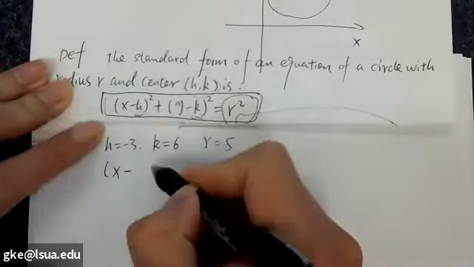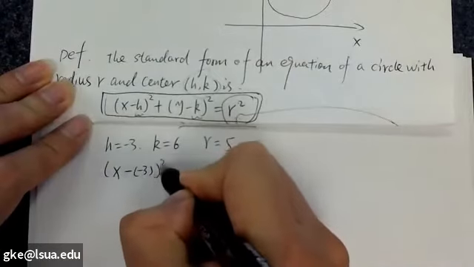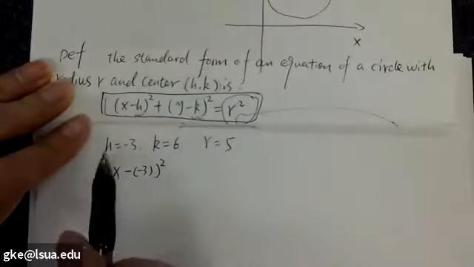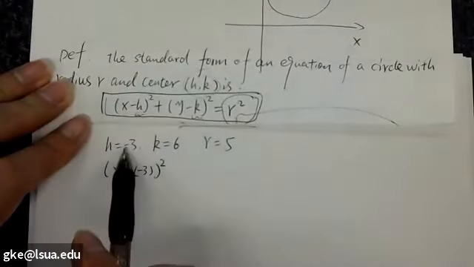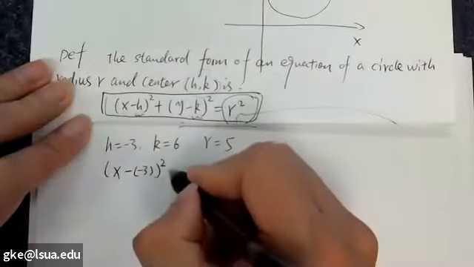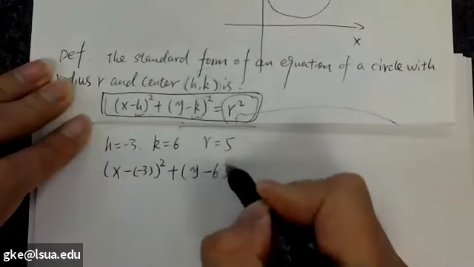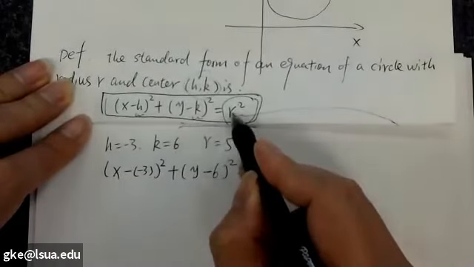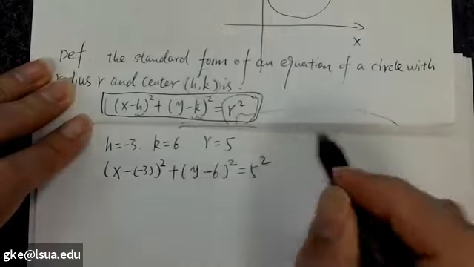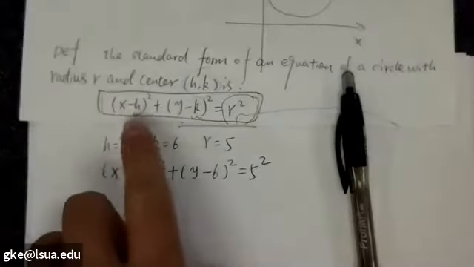x subtract h. Here, h is -3. You put parentheses here because it's a subtraction or a negative sign here, right? Be careful. And y subtract the 6. And the r is 5. Clear? Understood? Just write down these 3 parameters and then plug in this formula.